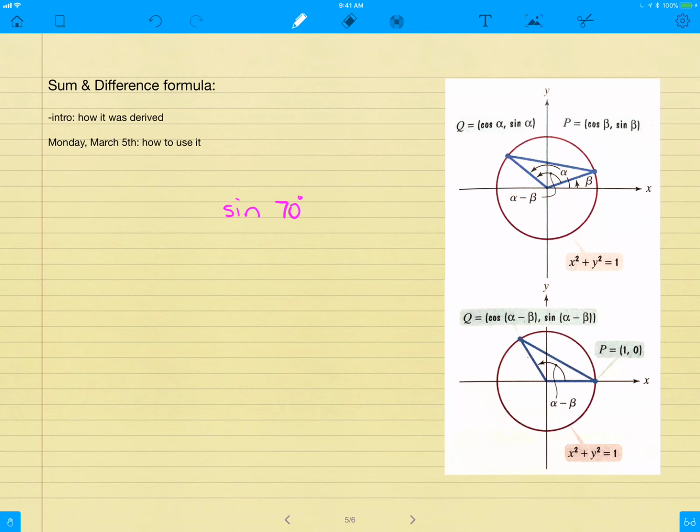It'll help us figure out ways that we can break 70 down into numbers that either add or subtract to make 70. And potentially these angles will be angles that are also special. They could be large angles, it could be an obtuse angle that you're adding with another obtuse, or acute angles, but they have to somehow make 70, and then we can evaluate the pieces. So the goal today was to show you how they derived it. This is not easy. This is the part that you could probably just kind of watch.